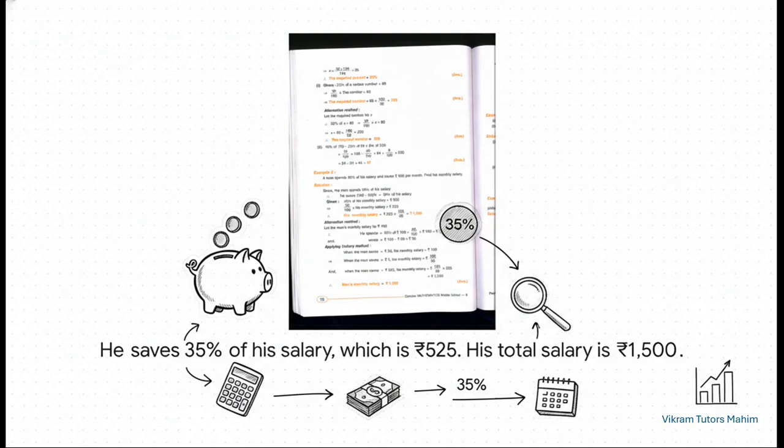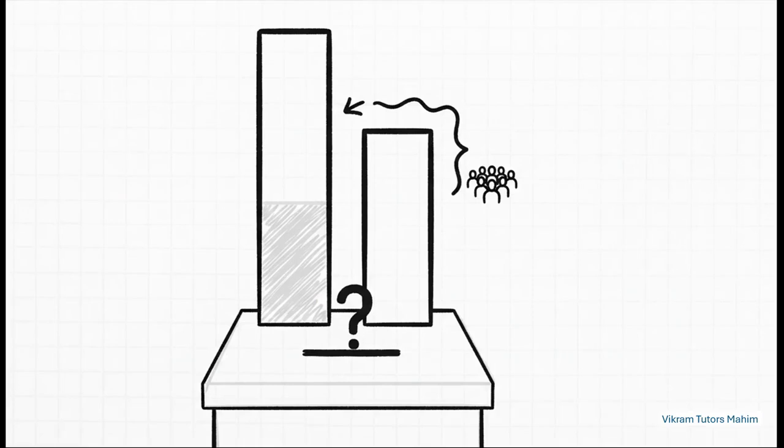So now we know that 35% of his salary is equal to 525 rupees. And just like we did before, we can use that to calculate the whole thing. His total salary is 1,500 rupees. Okay, let's kick it up a notch. This one's a little more complex.